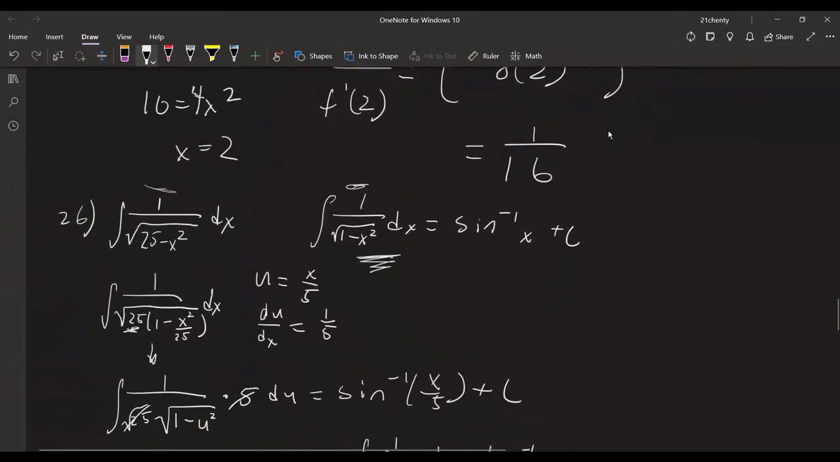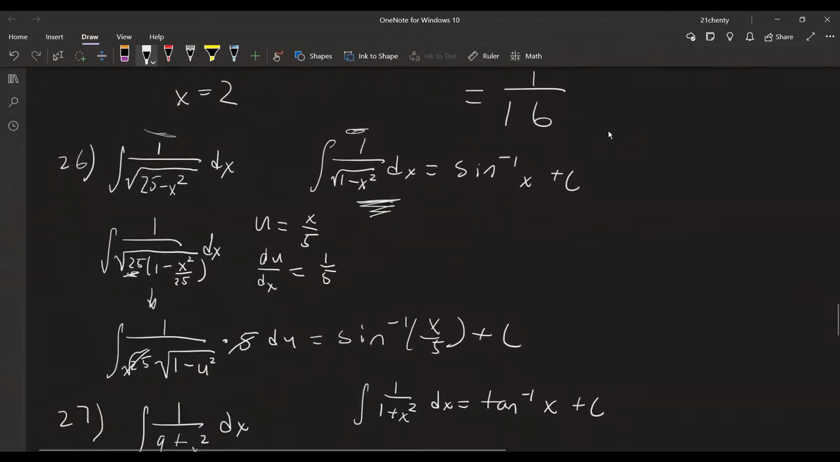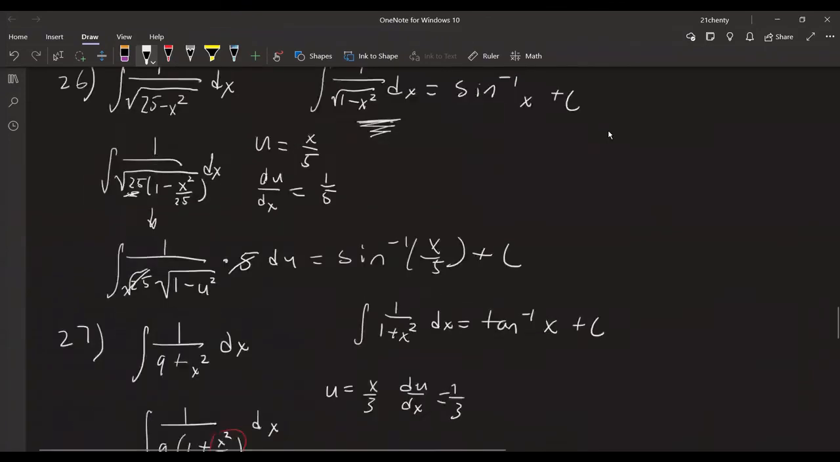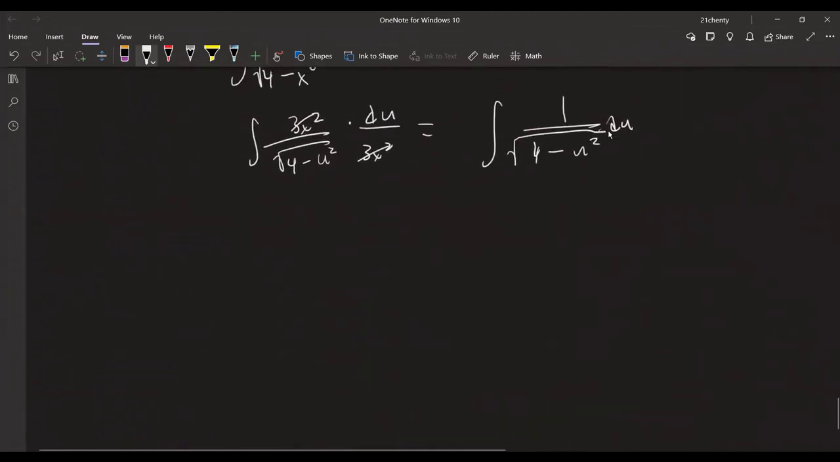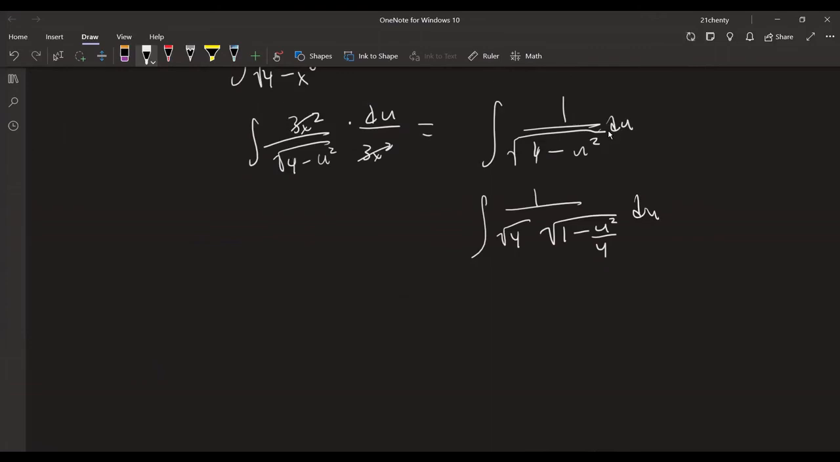Now, this looks a lot like problem 26, where we have 25 minus x squared. This time we just have 4 minus u squared. So we can employ the same strategy by taking out the 25 here. We were able to u sub in 26. So similarly, by taking out the 4 here, we can get 1 over rad 4, 1 minus u squared over 4 du. And now we'll u sub again, so we'll use v.